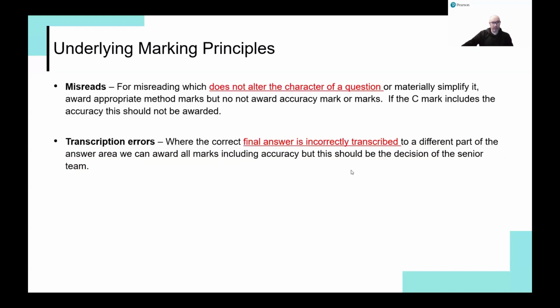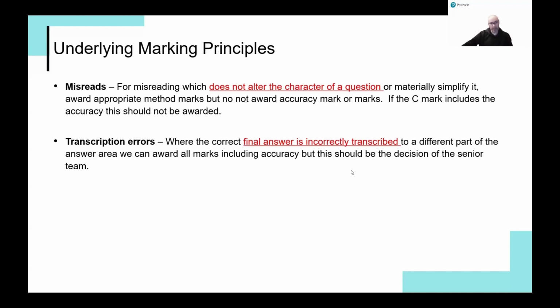The misreads, if it does not alter the character of the question, then it will be marked accordingly. Okay. The transcription errors, if we see a correct solution, but then it potentially is incorrectly transcribed somewhere else, then we can still award all the marks as long as it doesn't simplify things too much or change something. But if they've worked out correct solutions and then somewhere else they've done a transcription error, we can still award the mark for the correct solution in the original place as long as it was used properly.